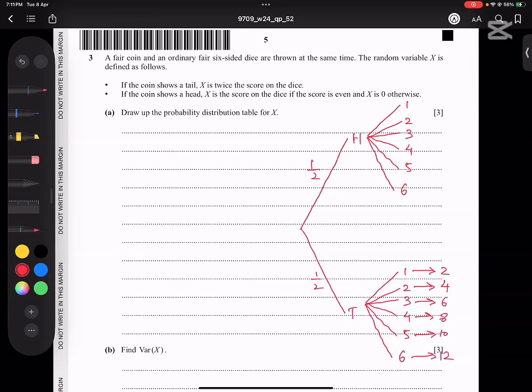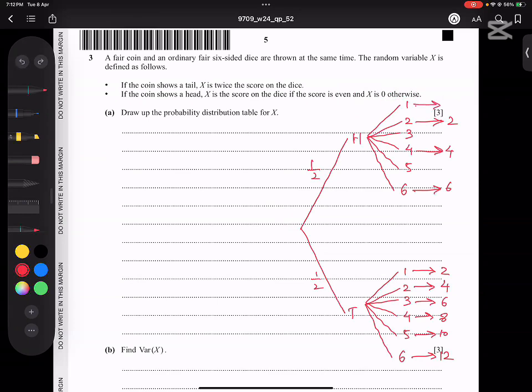And if the head comes, what is the plan? If an even number comes, the score is that even number. I mean, if 2 comes, 4 and 6, the same answers are the scores. So if 2, 2 is the score. If 4, 4 is the score. If 6, 6 is the score. But if an odd number comes, then we will take the score as 0. So this score is 0.